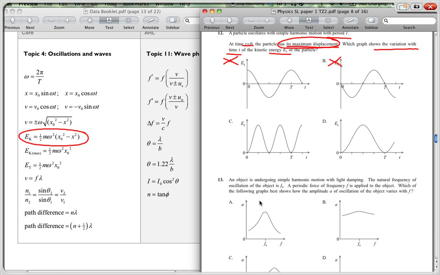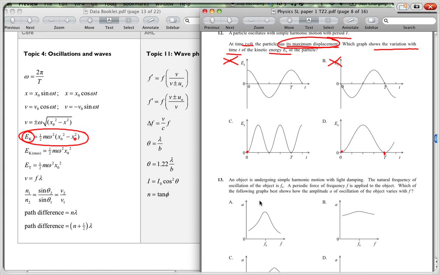So when we look at this formula over here, we see that at time t is equal to 0, our x is maximum, so that will be x0, and so our kinetic energy at time t is equal to 0 will be 0, which is true for both of these. Now, in looking at this, this is the time. This is for one period.